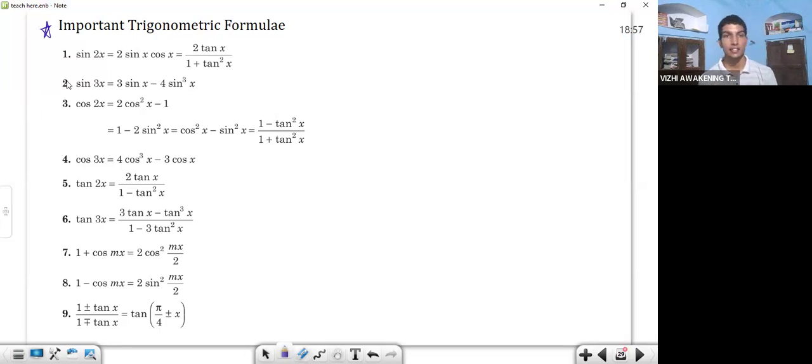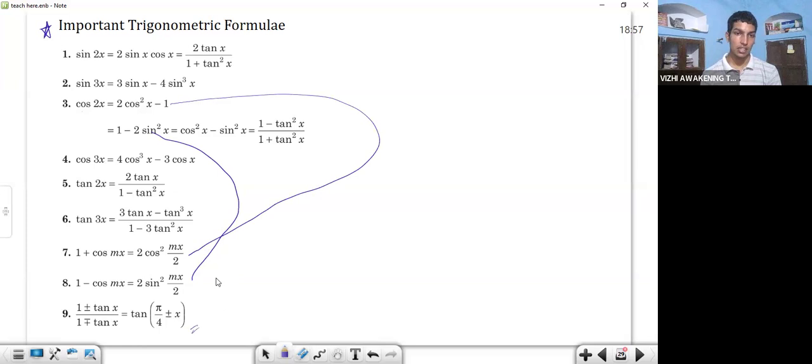Sine 2x is equal to 2 sine x cos x, and all these formulas are important. Remember this also. Sine 3x is 3 sine x minus 4 sine cube x, and cos 2x formulas are really, really important. All these formulas are very important. Cos 3x, tan 2x, tan 3x. This is just a different representation of this formula, but you can understand it by writing theta in place of mx. Same goes with this. This is a manifestation of this formula, and some manifestation of this formula.